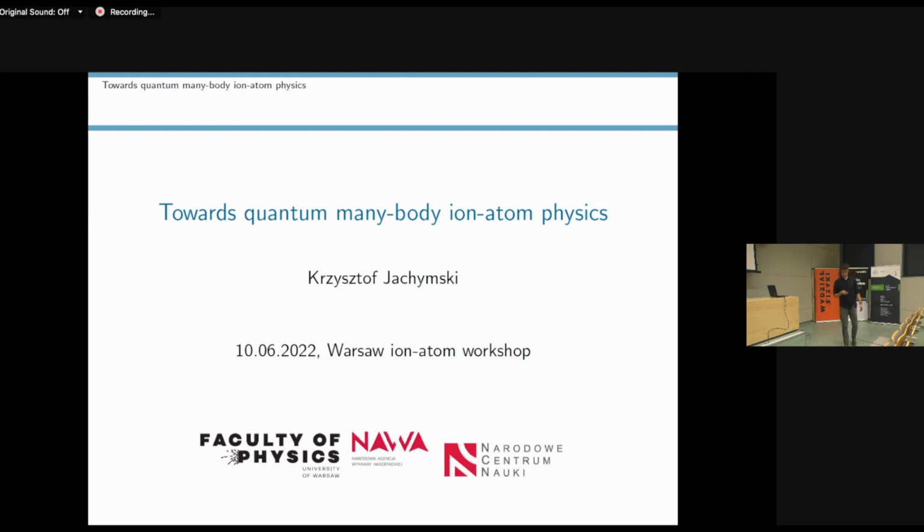So I'm going to basically continue on what Peter started, and also what Georg started talking about yesterday, and try to discuss with you the prospects for many-body physics with ion-atom systems.